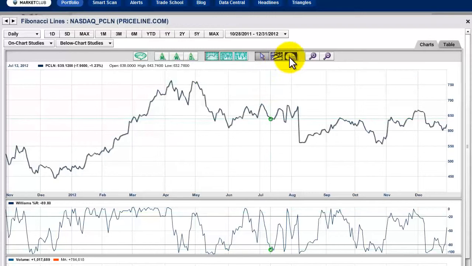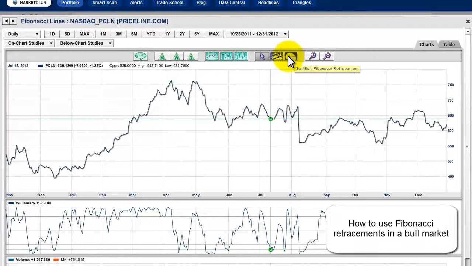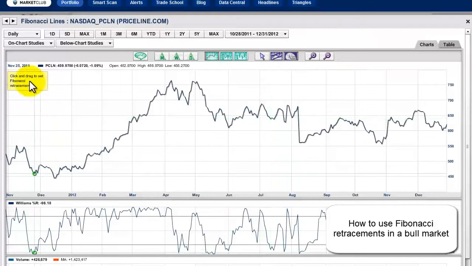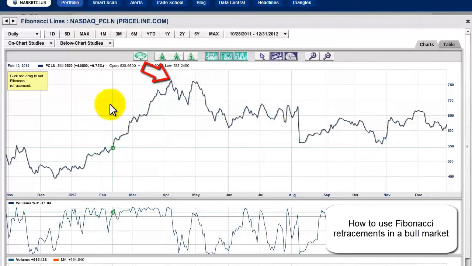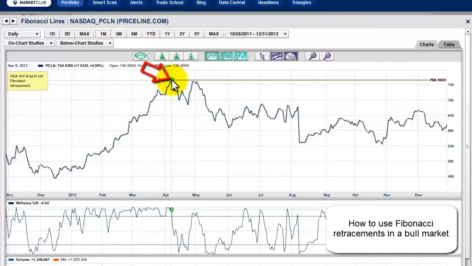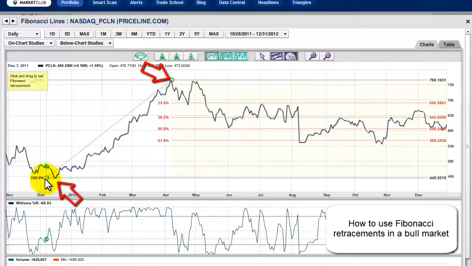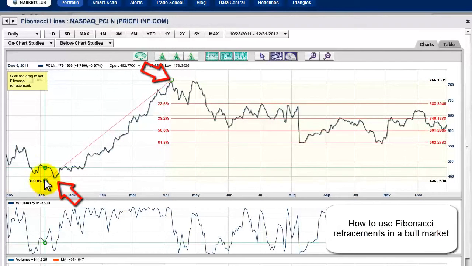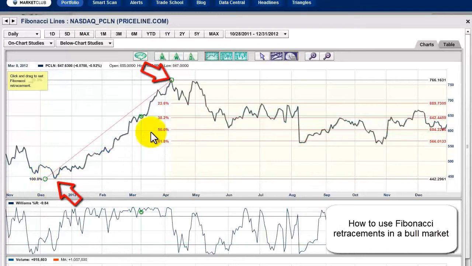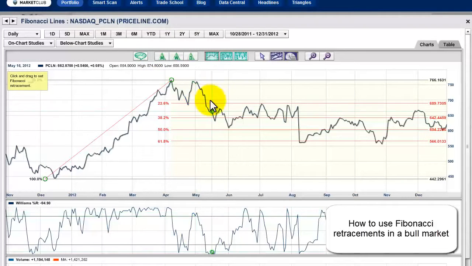First things first, go up to the Fibonacci tool right here, click it once. It shows you a little yellow box right here. It tells you the tool is live. Then you go to the highest point on the chart, which is right here. Click once, and you can see the tool becomes alive. Then hold the mouse and drag it down to the lows. That's just about perfect.